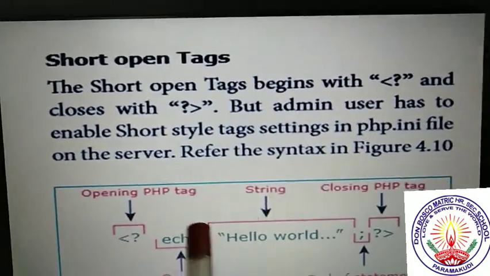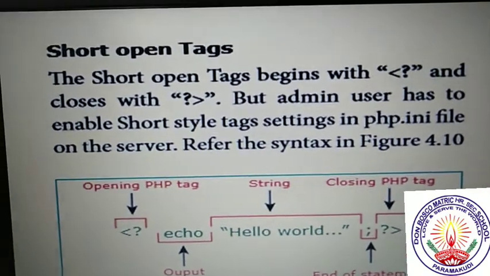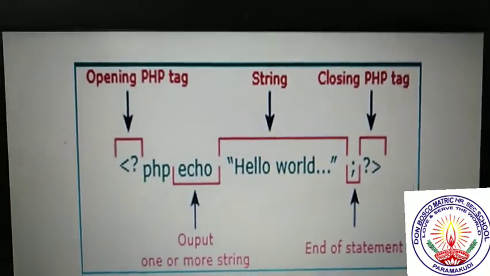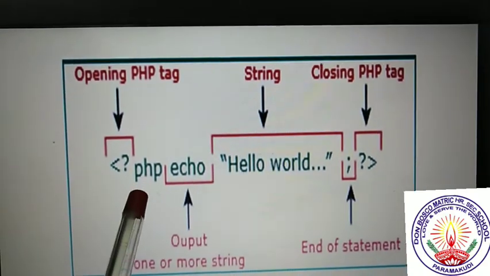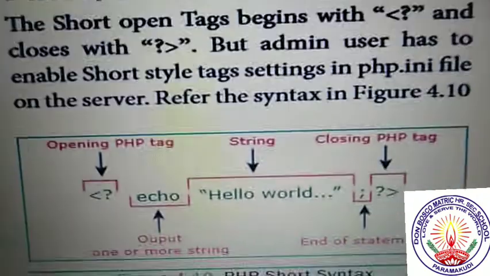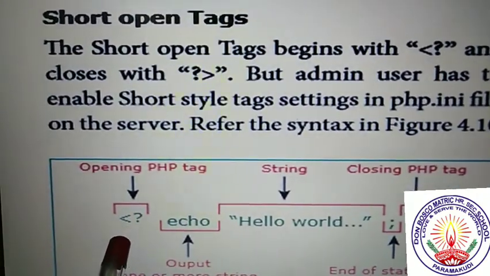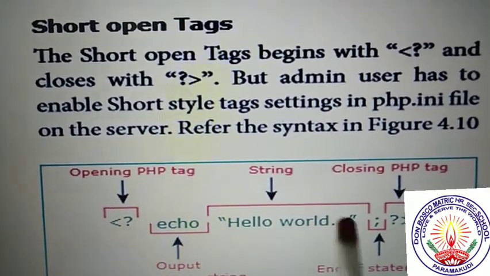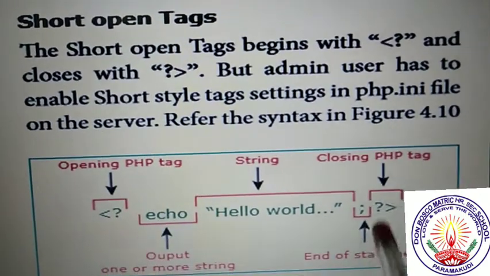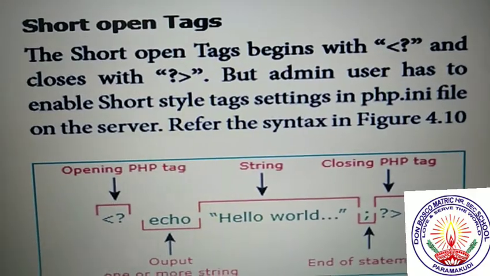Here we cannot use the word PHP; compare this with the previous syntax. Short tag means you just use less than question mark and end with question mark greater than. So here, the starting open tag is less than question mark. If you want to print a statement like hello world, you use echo, end the statement with a semicolon, and then question mark.